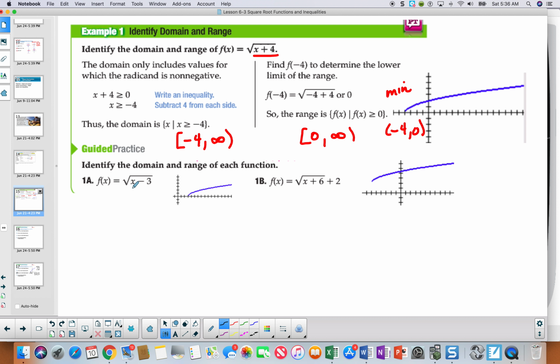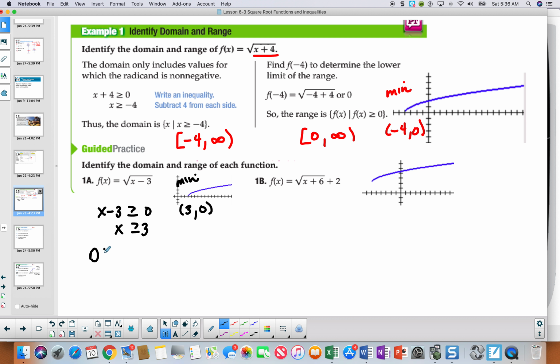Let's go ahead and start again. We're going to take the argument, which is x minus 3. We're going to make sure it's greater or equal to 0. So x is greater or equal to 3. We're going to take the smallest x value, which is 3, and put it back into the function. That's going to be a 0, and this is going to be our minimum value.